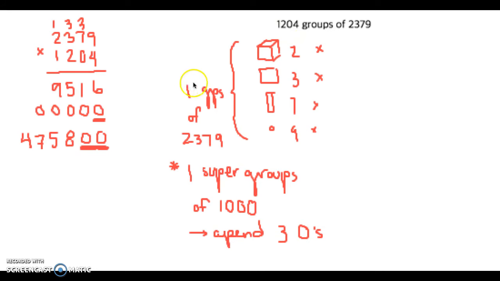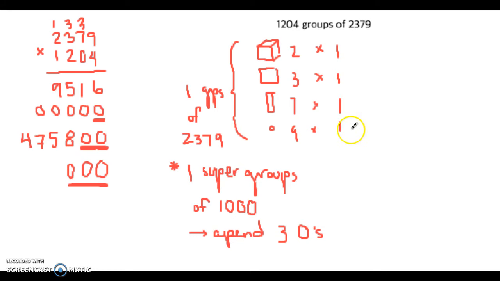Finally, we're going to move on to our 1,000 groups of 2,379. And so we're going to focus on the 1. What it's going to look like is that we're multiplying everything by 1, but we're really multiplying everything by 1,000, because we have 1 supergroup of 1,000. So what's important is that we need to append 3 zeros for placeholders, because we're multiplying all of our values by 1,000. So everything needs to move up 3 spaces.